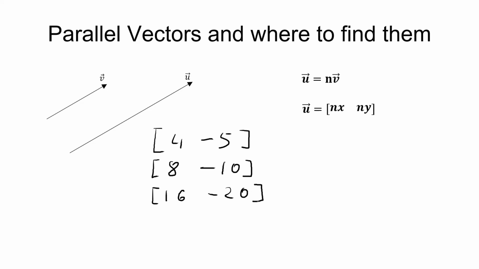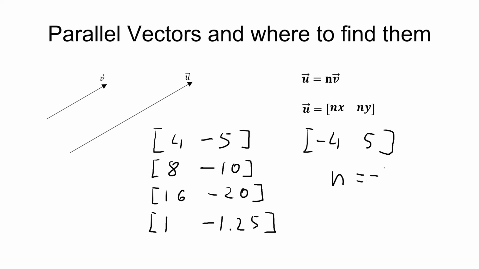But n can also be less than 1, so another example is with n value now 0.25, the x coordinate will be 1, and the y coordinate will be -1.25. But we can also have a parallel vector like this one, -4, 5. This is of course the case of n equal to -1.